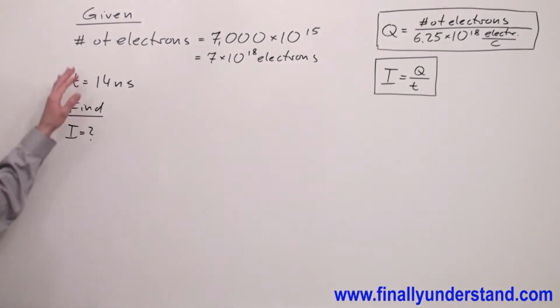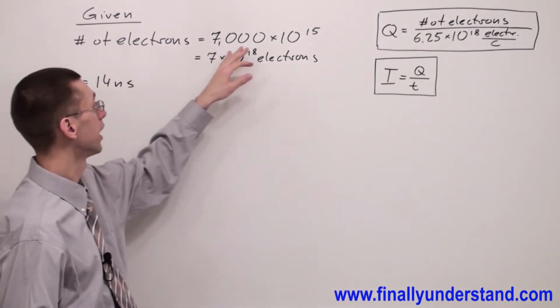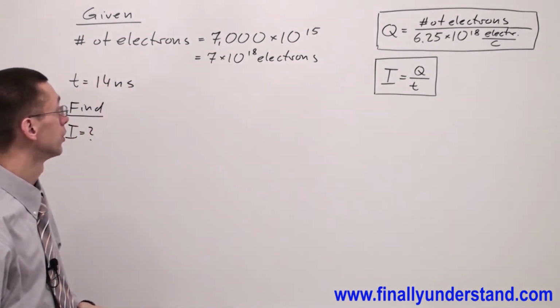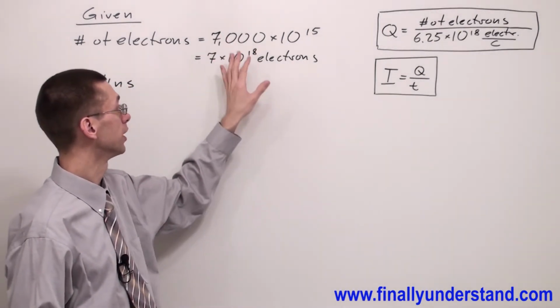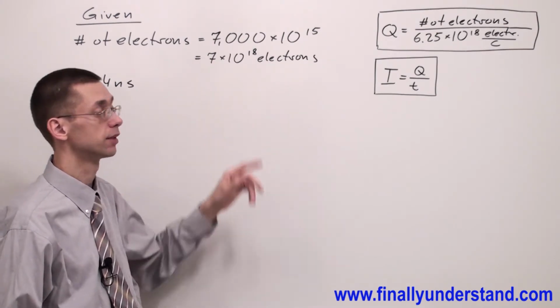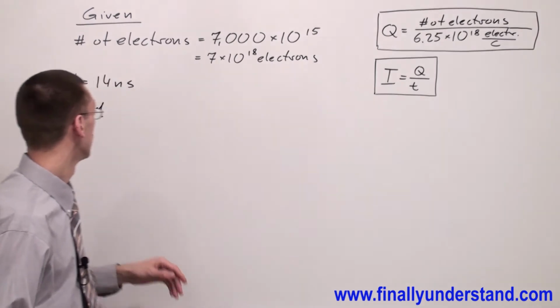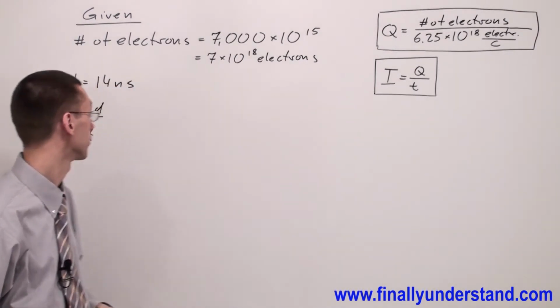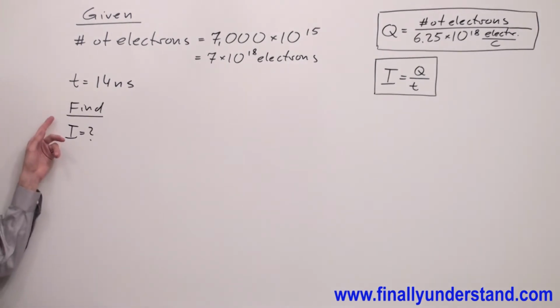We have number of electrons, 7,000 times 10 to 15 electrons, or making the long number shorter, you can simply write this as 7 times 10 to 18 electrons. We have time, 14 nanoseconds, very short time, and we have to find current.